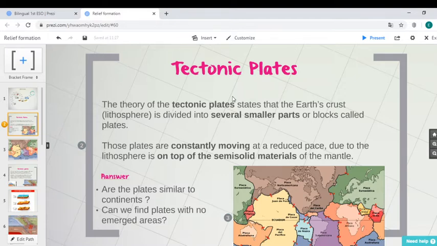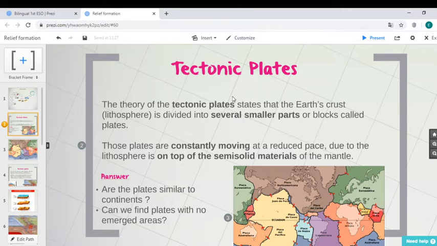Why are they moving? Because they are on top of the mantle. The mantle consists of a series of semi-solid materials. They are not quite liquid, but it's like the tectonic plates are floating in the mantle. Just try to imagine several pieces of cork floating in water, moving at a limited and reduced pace. Just a couple of questions for you to try to make you understand this process better.